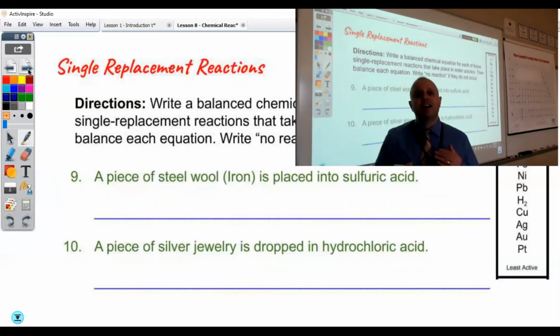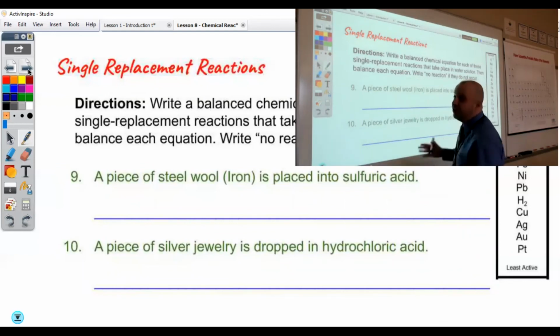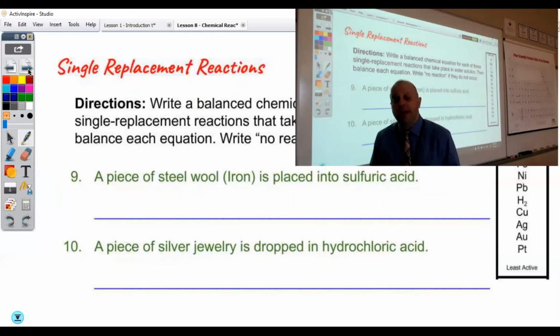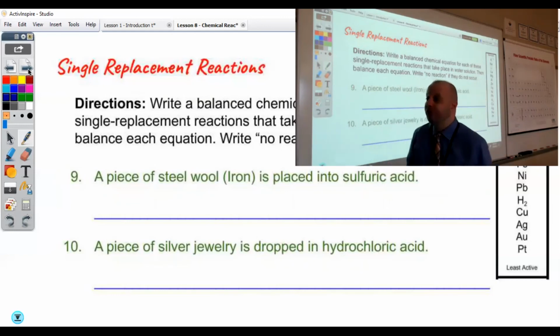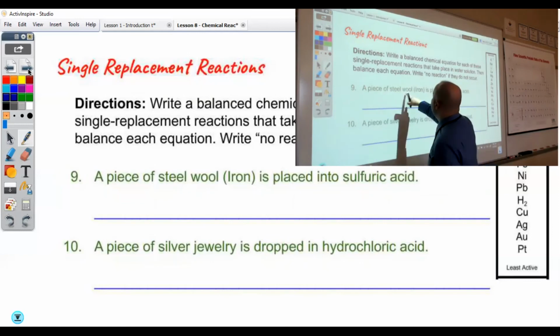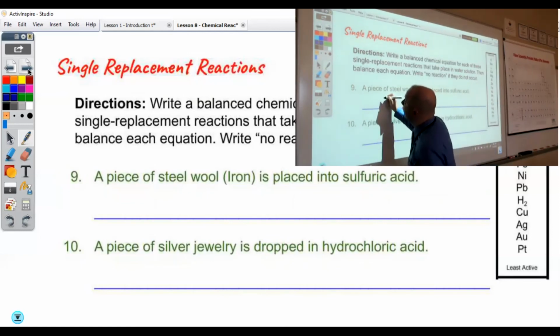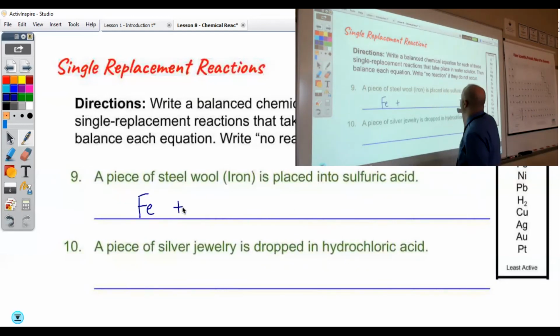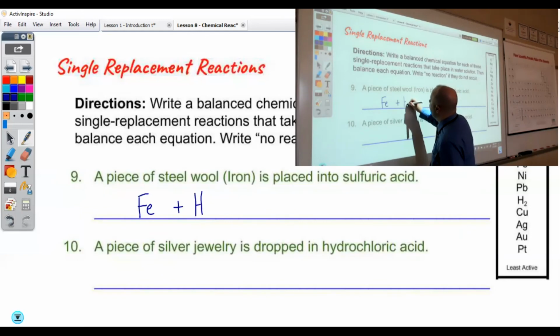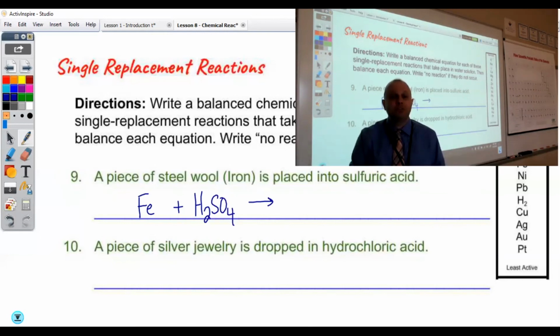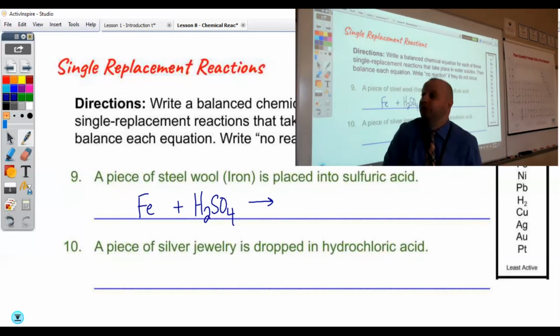And we'll look at these final 2 examples, number 9 and 10. So in this case, you're presented with an equation in word format, and you have to kind of switch that into formula format. So it says a piece of steel wool, which is iron. So we're going to start off with iron here, is placed into sulfuric acid. So we have H2SO4 over here. Now we're going to compare. Iron forms a positive charge. So it's going to replace potentially the hydrogen part of sulfuric acid.